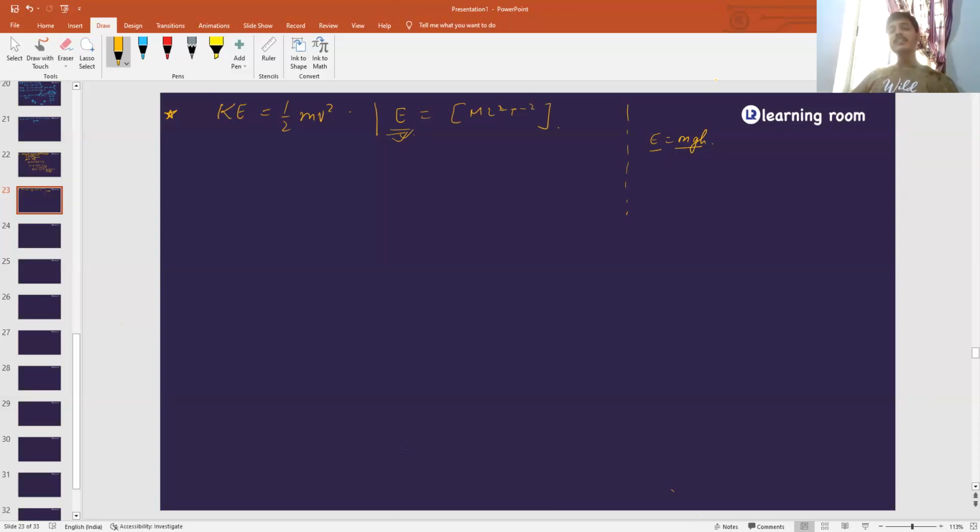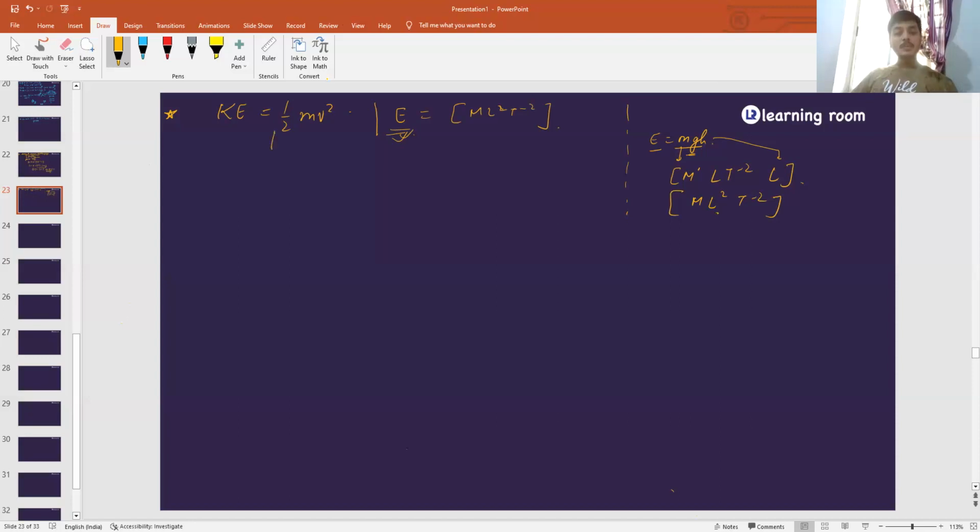So he said, sir, I am relating energy with mgh. What is m? M corresponds to mass to the power 1. What is g? G corresponds to LT minus 2, since g is acceleration due to gravity. And h is a kind of length, so L. So it will give me ML square T minus 2. This is the dimension of energy.